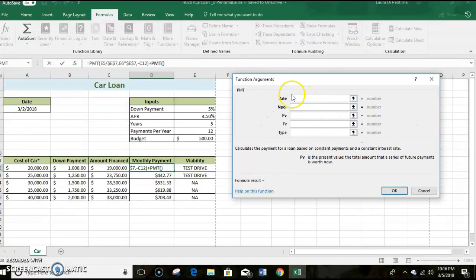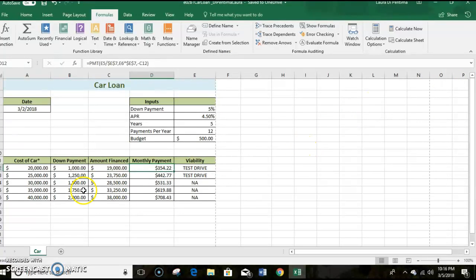with a negative, to make it negative so that it would create a positive number. So I did create that. I just think that it makes the PMT function easier to use and a little cleaner in the spreadsheet. So I hope that's acceptable.